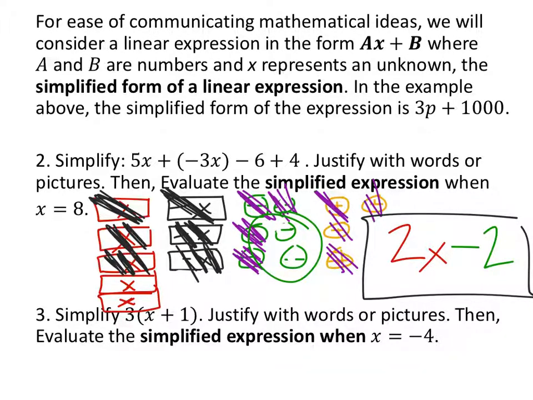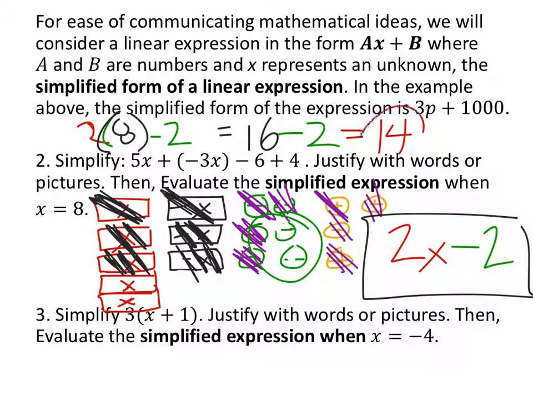Then finally in this problem it says to evaluate this expression when x is 8. So let's go and rewrite this. I have a 2x minus 2, but we're going to replace the x with the 8 because that's what it said x is. I'll use black. And let's evaluate this using the order of operations. Multiplication first gives us 16 minus the 2, and that will end up being 14. So this would be our second answer for this problem.